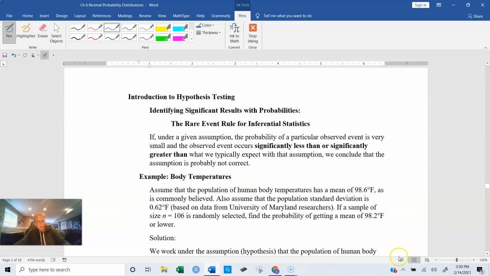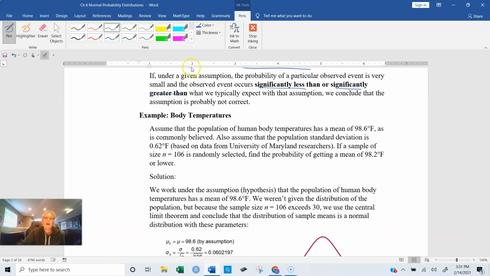Okay, hypothesis testing. This is the rare event rule. Under the rare event rule, which is what we're talking about for inferential statistics, we want to know if it's significantly less than or significantly greater than. So that's more than 2 standard deviations from the mean again. Now, let's show you what this does. I'm going to assume that the population of the human body has a temperature of 98.6, right? That's what we all had to do with COVID. If you were at this or in a certain range, then you could go into places because you weren't sick.